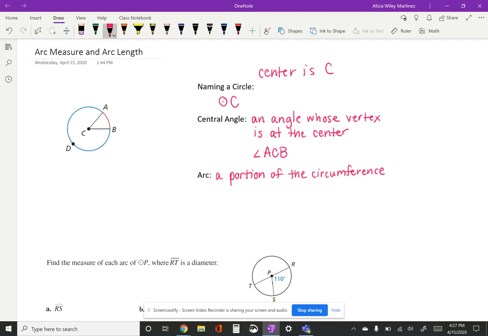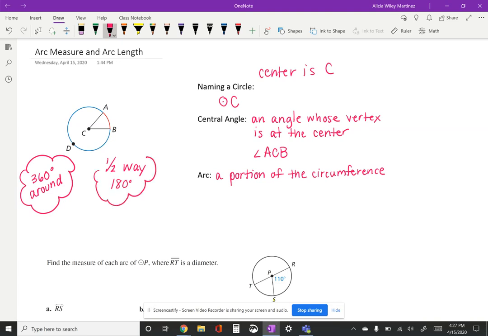In a circle, two things that we need to remember is that a circle is 360 degrees around the circle. And remember, if you go halfway around the circle, it's going to be 180 degrees. 180 degrees would be considered a semicircle.